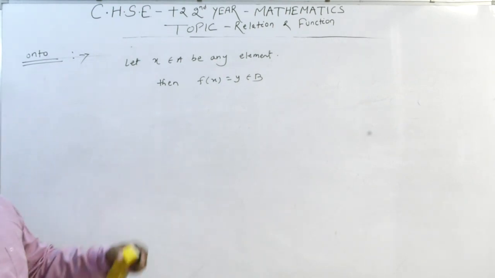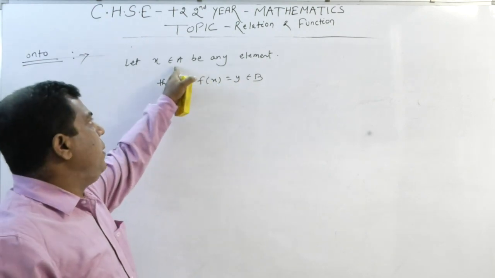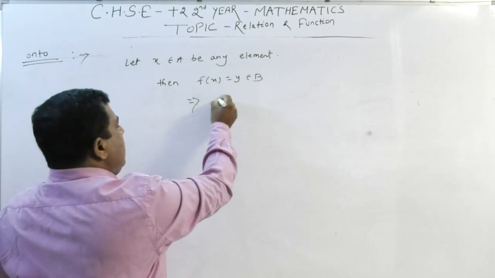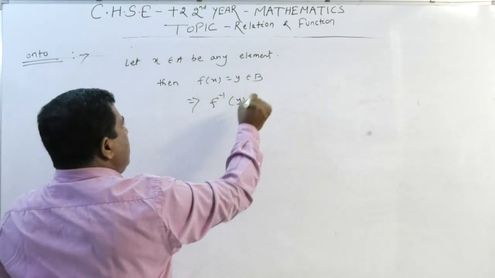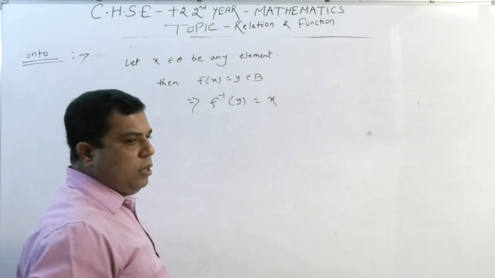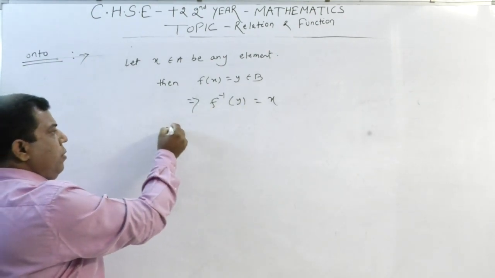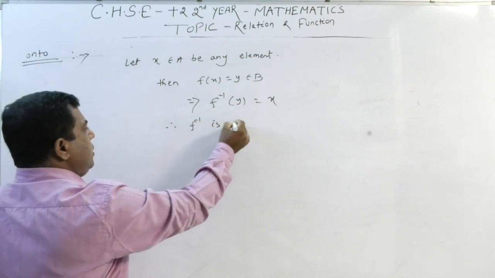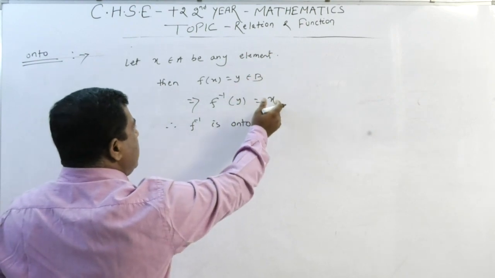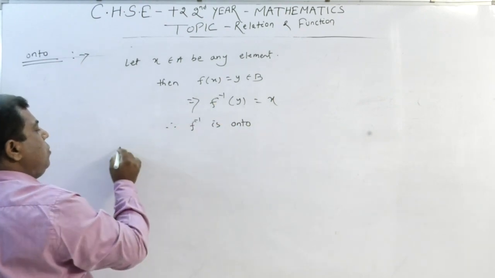Since the original function is bijective in nature, we can write f of x equal to y. If x belongs to A, f of x equals y undoubtedly. That implies f inverse of y is equal to x. Okay. Hence we can say f inverse is onto, because for all y belonging to B, we get x belonging to A. So we can say f inverse is onto.